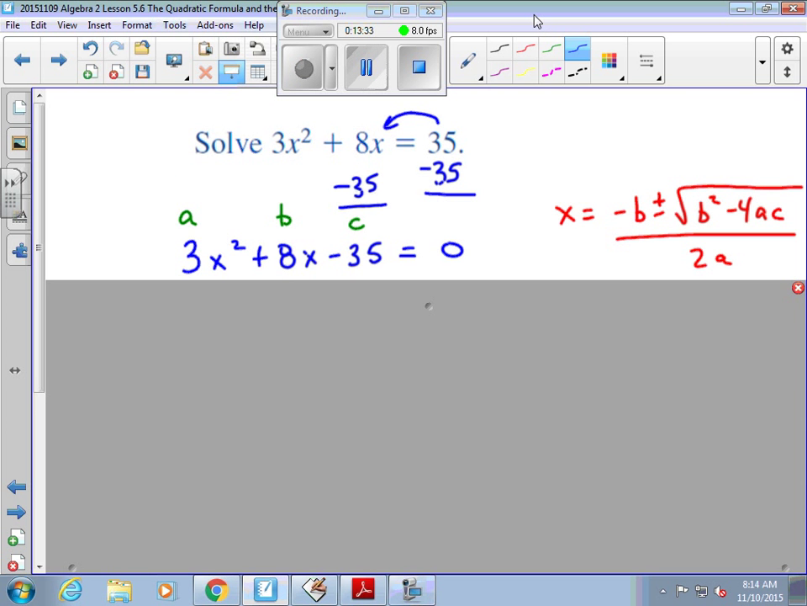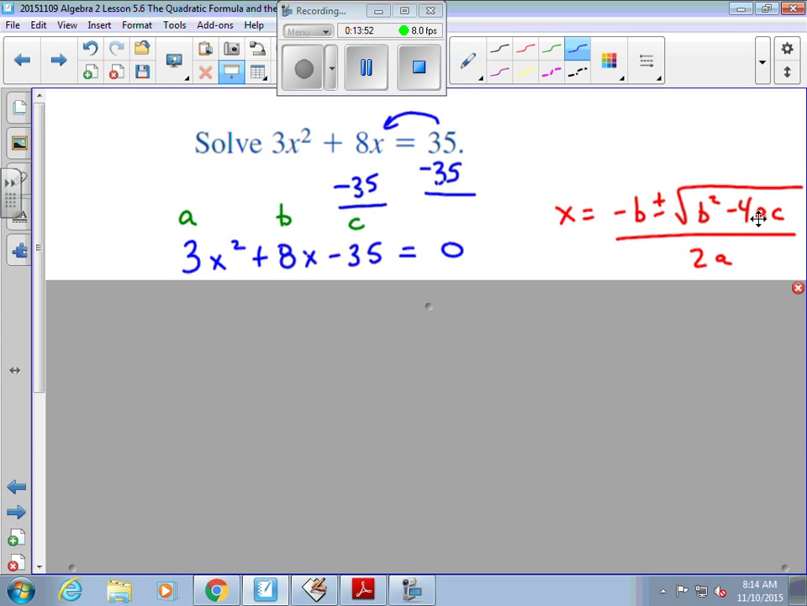Okay, so the first thing we have to do is move over 35. In order to do that, you have to subtract 35 since it's positive, because you want it to be equal to 0. So now what we have is A, B, and C. 3 is A, 8 is B, C is negative 35. Remember, the sign goes with it. So from there, there's our quadratic formula on the right.